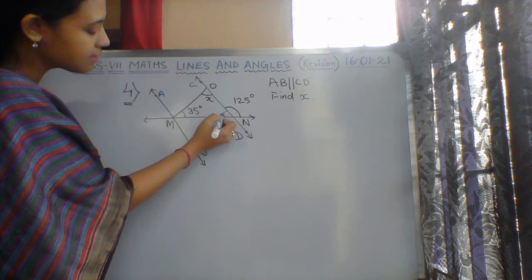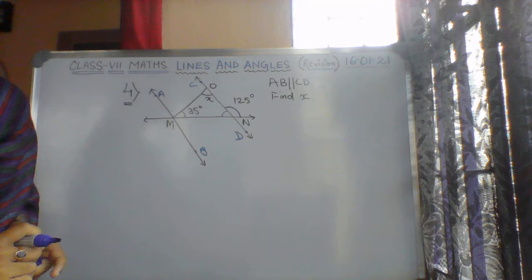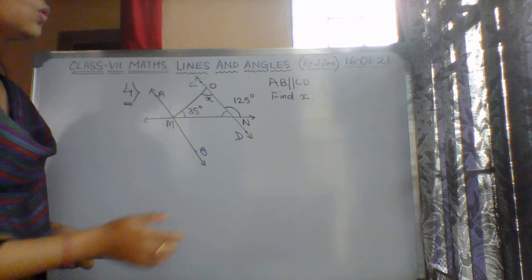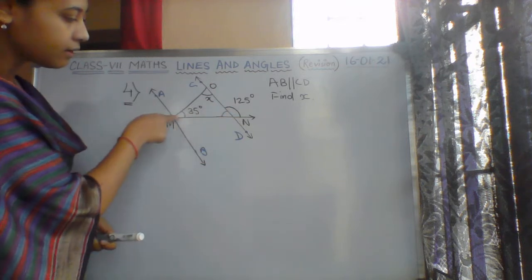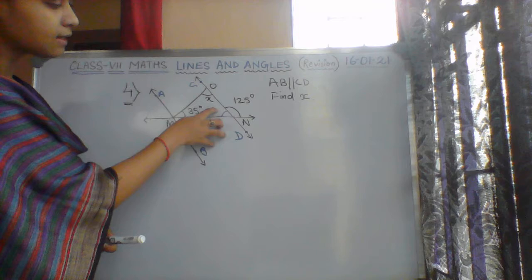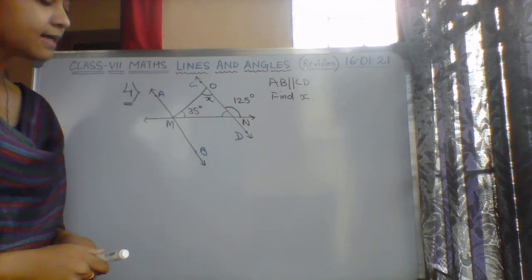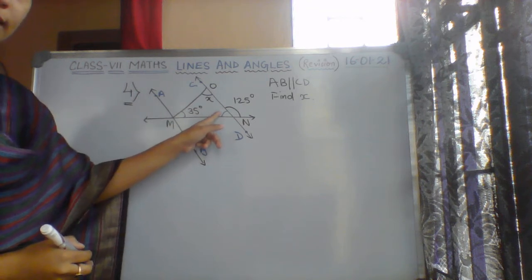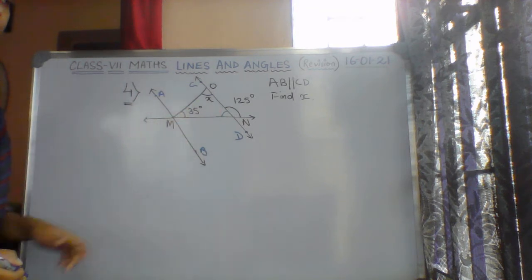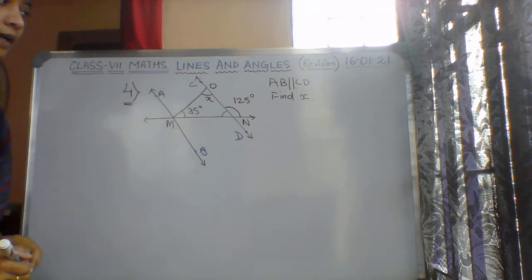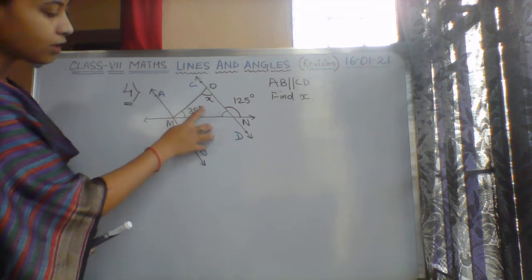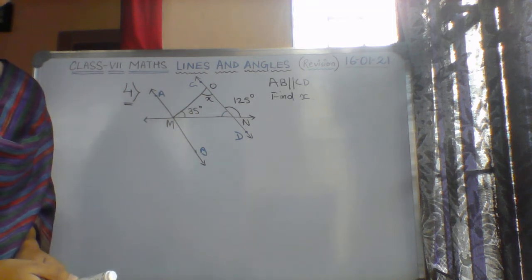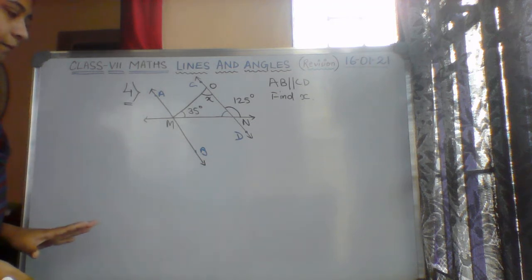And how to find this angle? Yes, you can apply the concept of linear pair. These two angles form a linear pair. If you add their values, you will get 180 degrees. So with one angle value given, you can easily find the second angle of that linear pair by subtracting 125 from 180 degrees. If you know this angle, you can easily find x by the angle sum property of a triangle. This is one method of thinking over that.